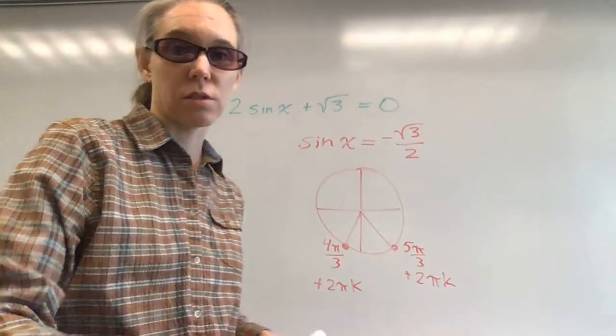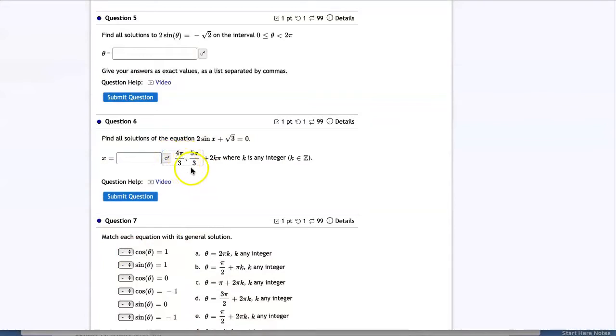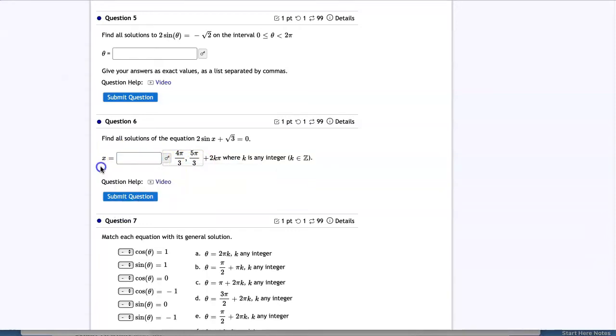So now going back to my open math, you see here that they've entered 4 pi thirds and 5 pi thirds in the same answer. So it could look a little deceiving that this is just a single answer, but actually there are 2 base answers that you need to give in addition to the plus 2 pi k, or 2k pi, which is algebraically equivalent.